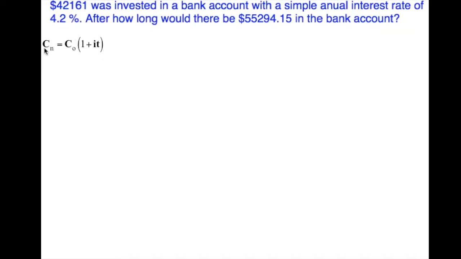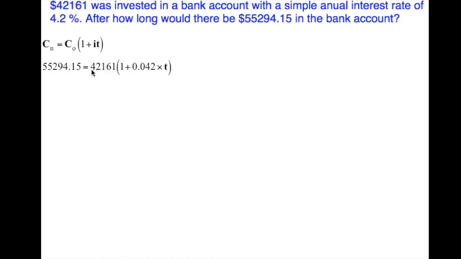I'm going to replace everything here with everything I know. We'll have everything, we just won't have time. The final amount is 55,294.15, and the initial amount is 42,161. That goes here. And then we have times open bracket 1 plus the interest rate, which is 4.2% as a decimal, divided by 100. That gives us 0.042. And then that's multiplied by time, and we want to isolate time.